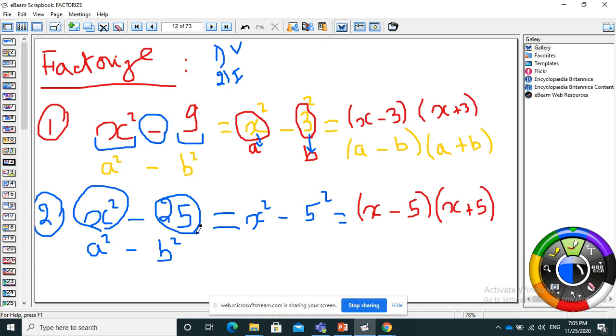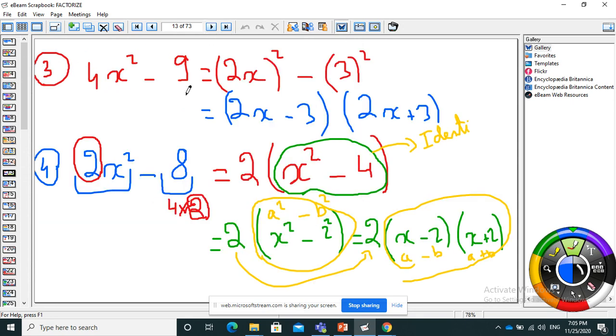Exactly the same for x squared minus 25. If I look at this one, the 25 here is 5 squared. So I can see a squared minus b squared. So the a is x, and the b is 5. So it's a minus b, a plus b. So it's x minus 5, x plus 5.